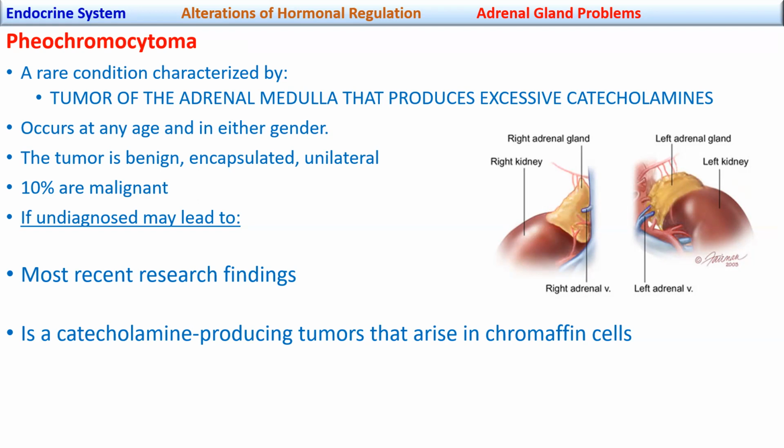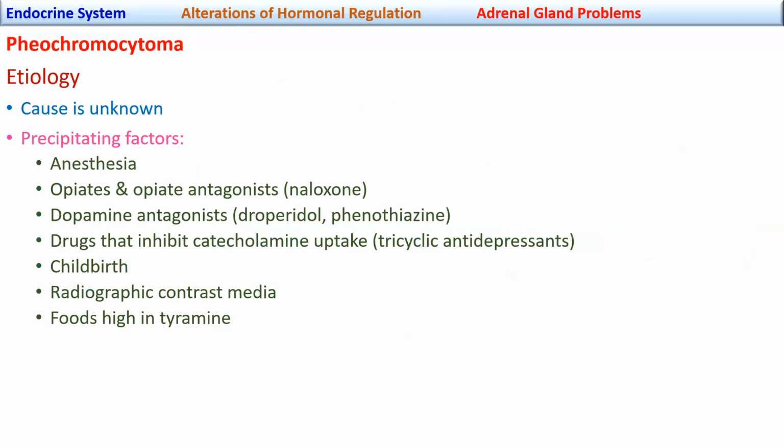The catecholamines stimulate the alpha and beta receptors of the sympathetic nervous system, which leads to severe hypertension, a severe elevation in blood pressure. The intermittent episodes of hypertension, or attacks, vary in length from a few minutes to several hours. It's dangerous because it may cause a CVA or stroke, and that's why it's life-threatening and could lead to death.